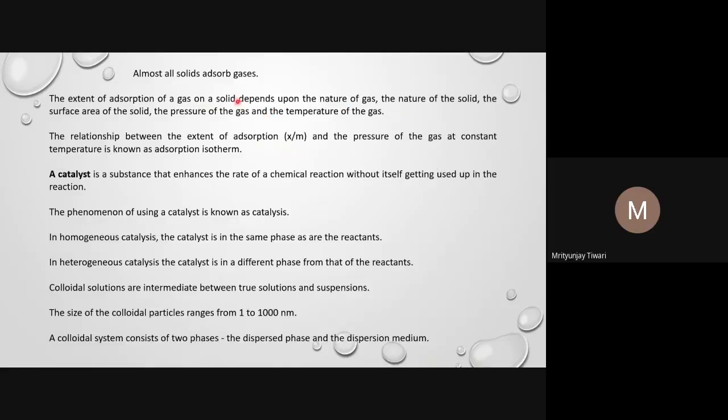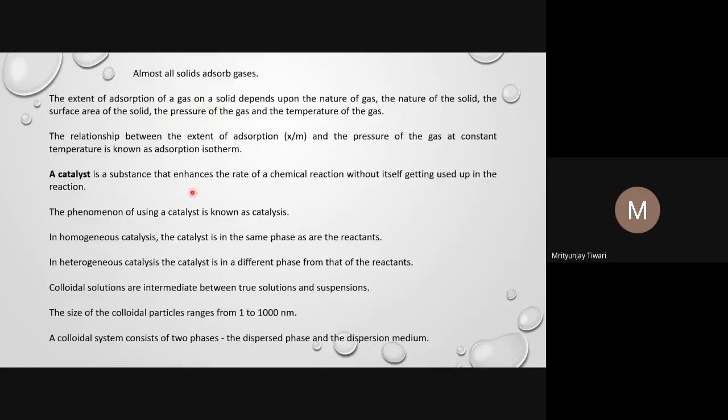These are the factors which govern the extent of adsorption of a gas on the solid, and the relationship between the extent of adsorption, x by m, and the pressure of the gas at constant temperature is known as adsorption isotherm. So this relationship between the extent of adsorption and the pressure of the gas is known as adsorption isotherm, and we have already seen the x by m versus pressure plot.